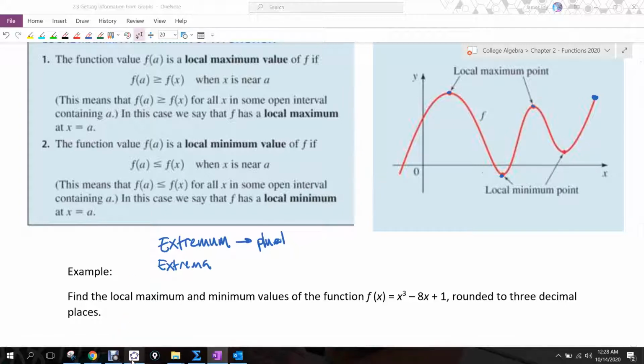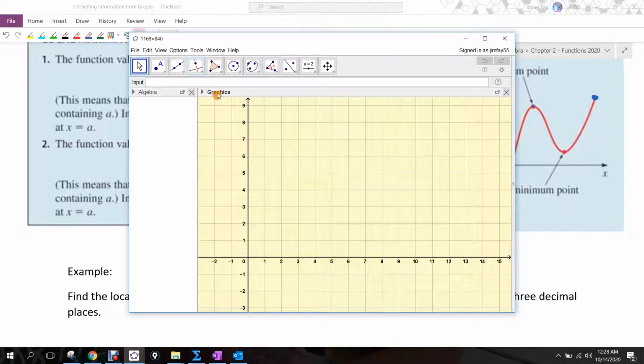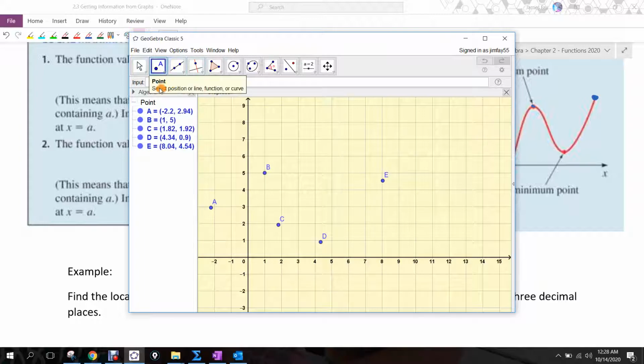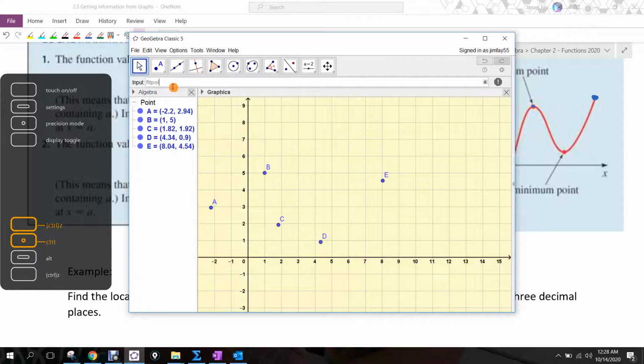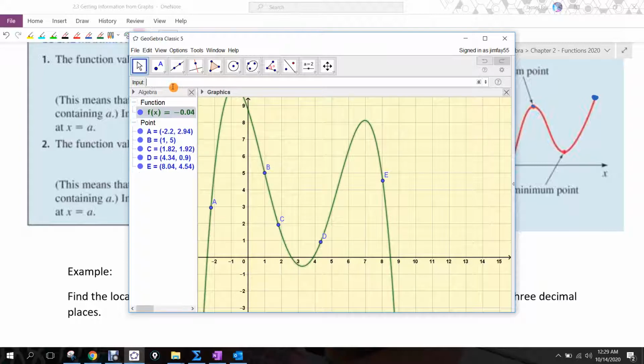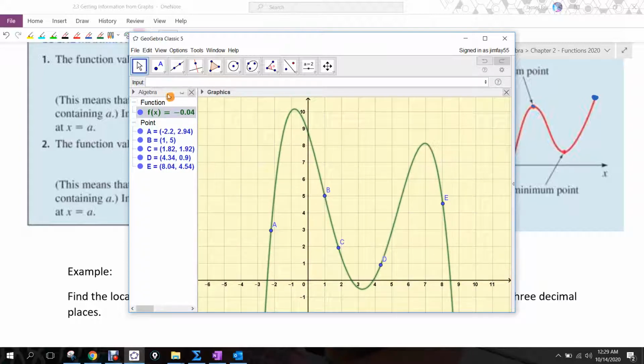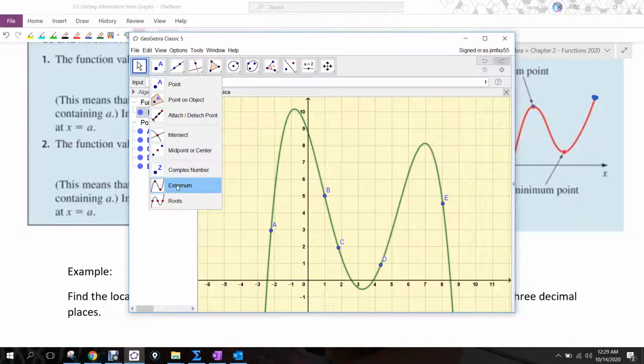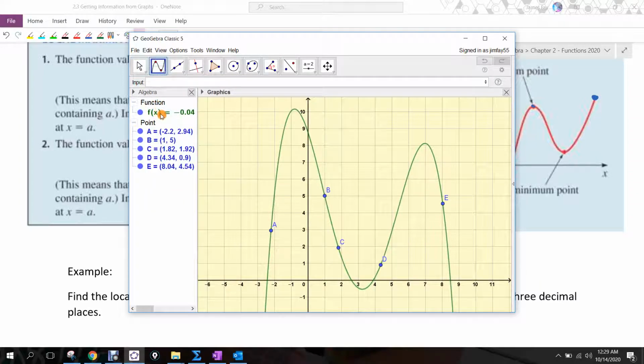And you can see that in GeoGebra. If I were to take a function, let's say I have these points, and I'm just going to fit poly between A, B, C, D, and E. So let's say I have that, and I come over here to the point, see where it says extremum. If I click the function, it's going to give me those extreme values and give me all three of them. Okay, F is an extremum.